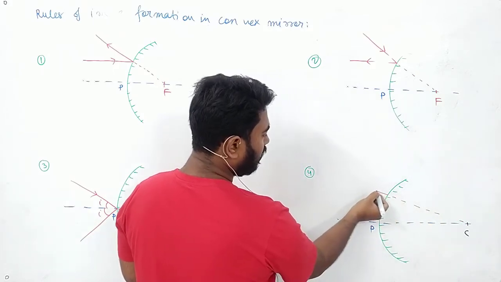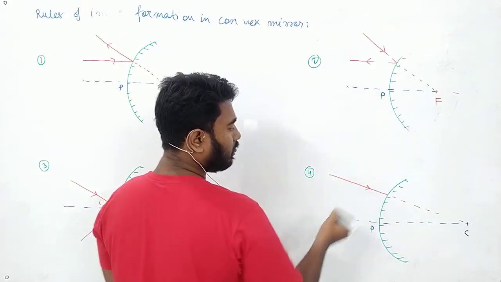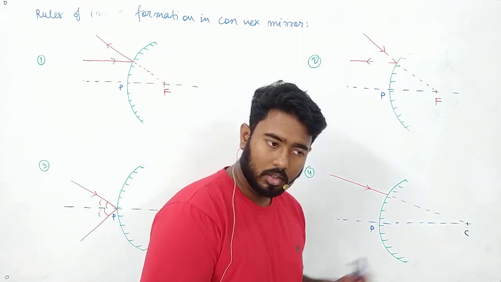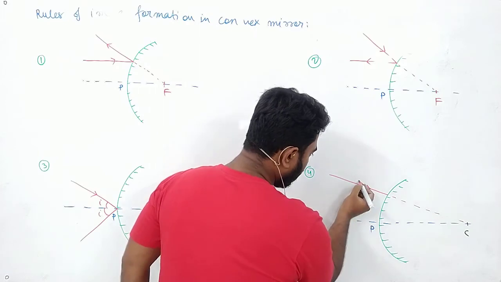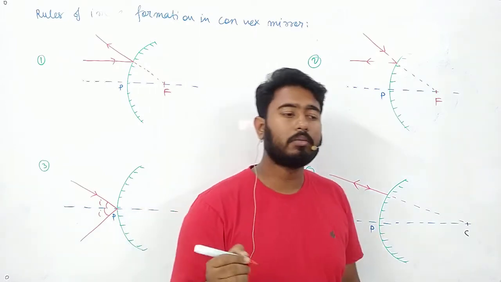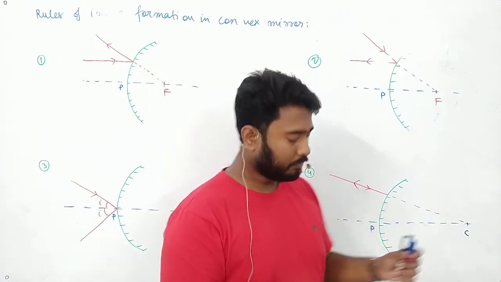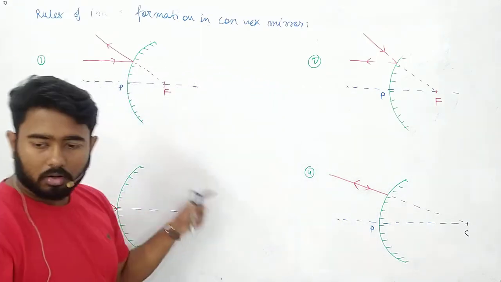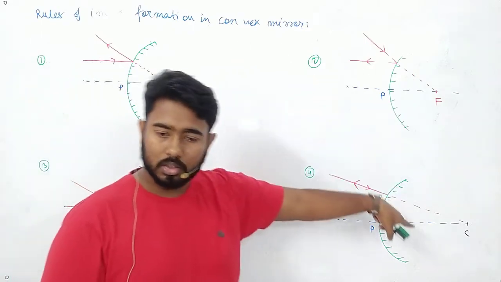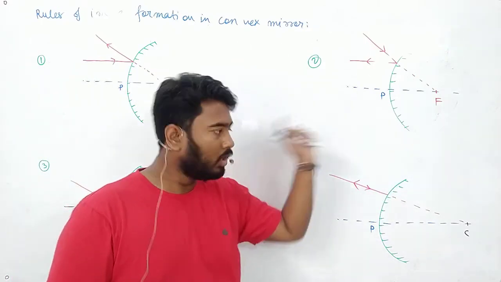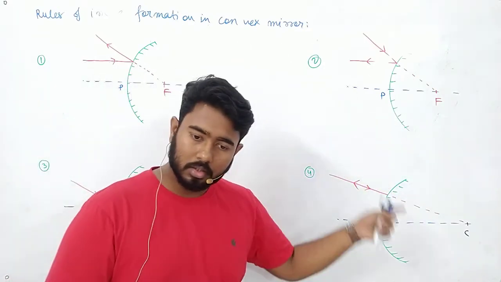Suppose this ray is aimed along this direction, towards the center of curvature. Then after reflection, it will move back along the same line. So, are all the 4 cases clear? For a convex mirror, we did this one. For concave, we have done in the previous one. You don't need to write all of them. Can you understand it? Okay.